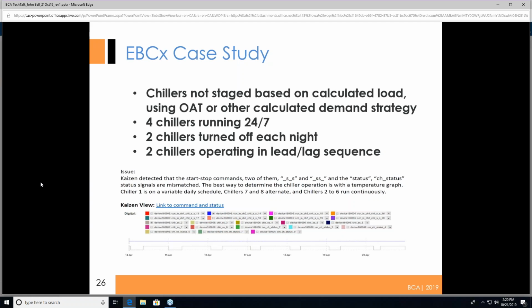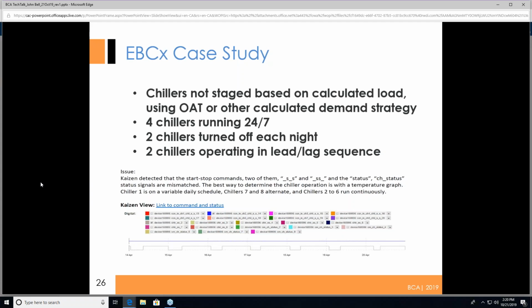of running the analytics and the information that was provided by utilizing this system. So the chillers weren't staged based on calculated load using outside air temperature or other calculated demand strategies. Chillers were running 24/7, some of the chillers were turning off at night, and chillers were operating in lead lag sequences. So when we look at the chilled water system, what you want to see is the long-term trending to confirm whether or not the system is operating properly, at least as per the sequence of operation.